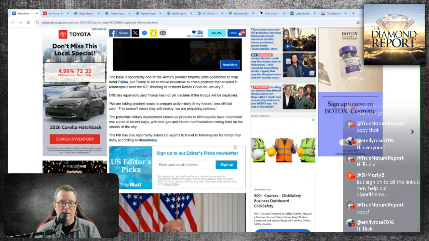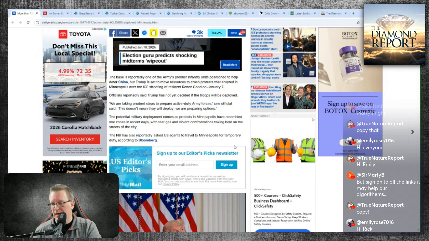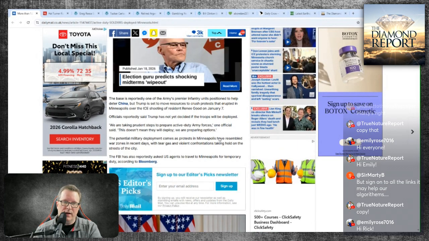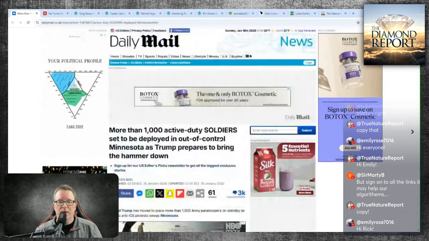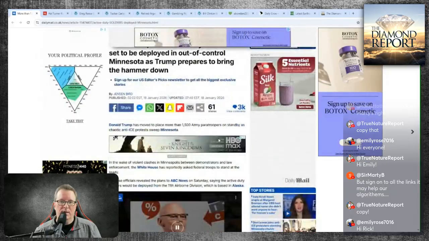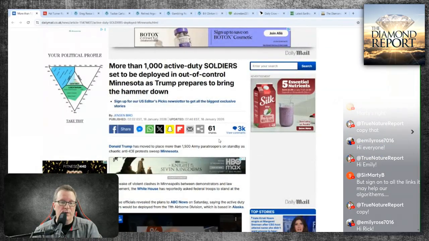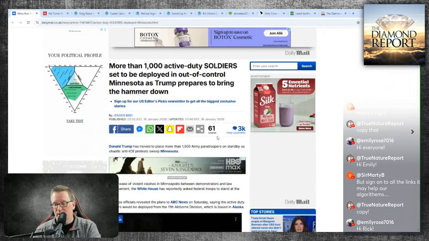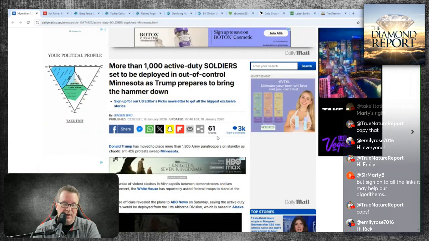Officials reportedly said that Trump has not yet decided if the troops will be deployed. Yes, this is sort of hanging on the edge, on the precipice, and we're all waiting to see if he declares the Insurrection Act valid in the Minneapolis area. I don't think it will be the end of the world, as many people are saying, if that's what happens.